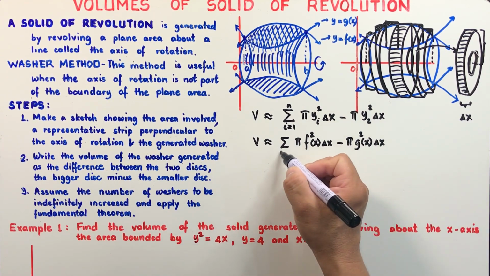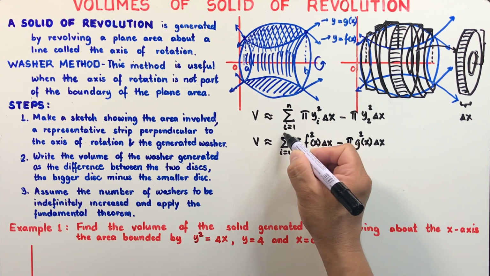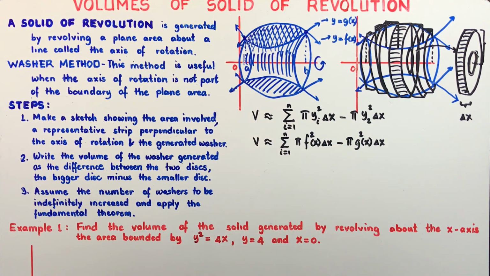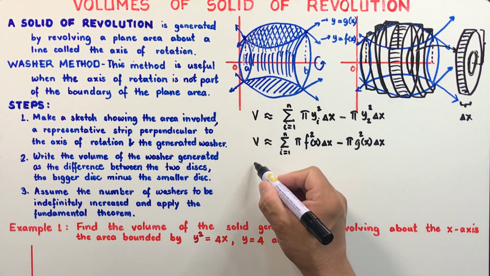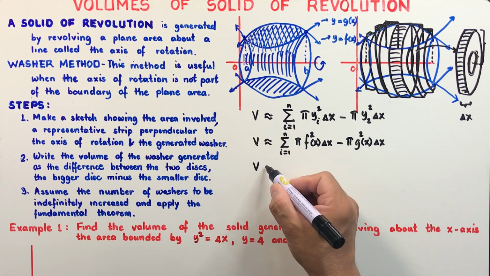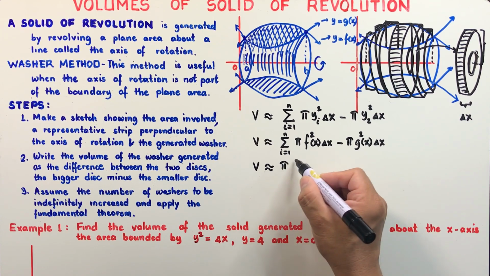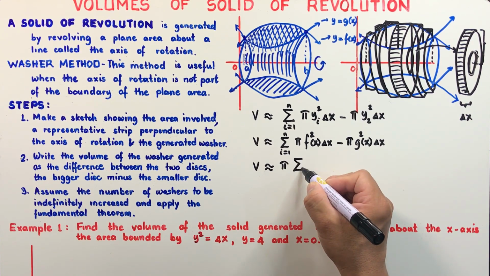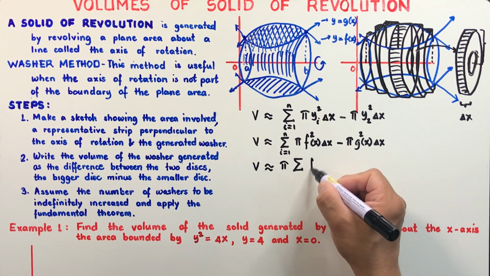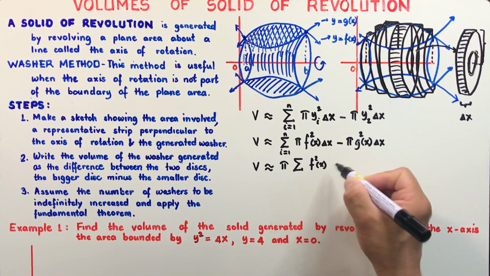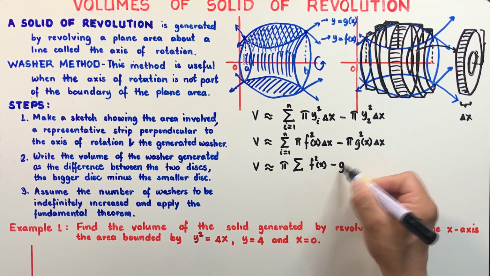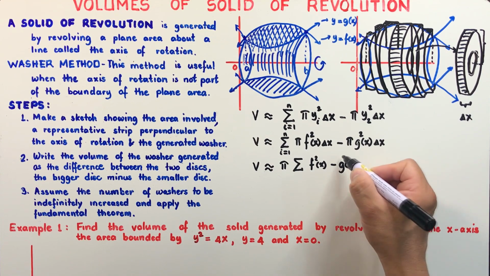And there are how many discs? There are n discs, but we can factor out the common pi here. So pi is factored out outside the summation symbol, which is the summation of the square of f of x minus the square of g of x.